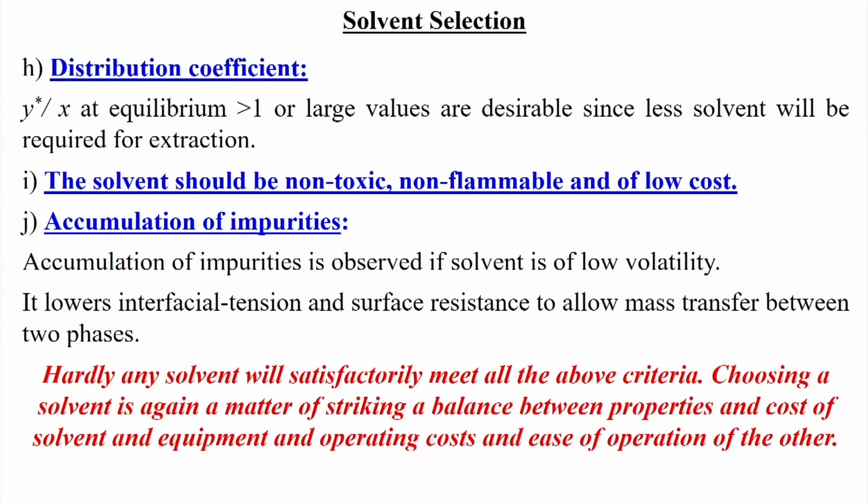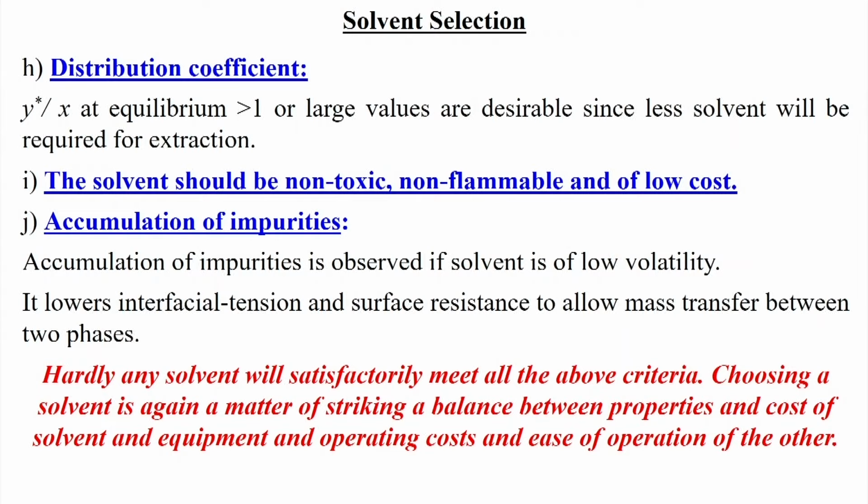Then the distribution coefficient, y star by x at equilibrium, must be greater than 1, or a large value is desirable, since less solvent will be required for the extraction. Otherwise, we need to use a huge amount of solvent for the separation to a particular extent. And then the solvent should be non-toxic, non-flammable and low cost.